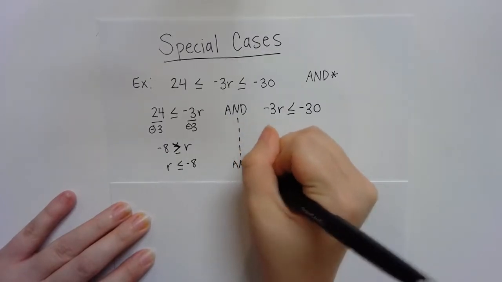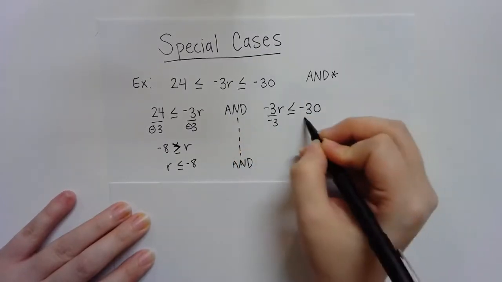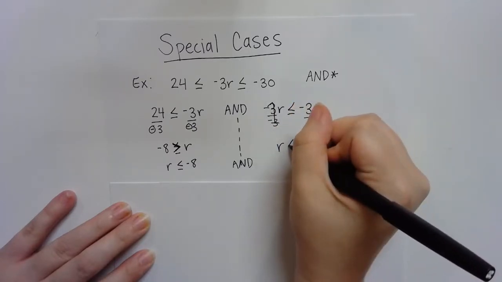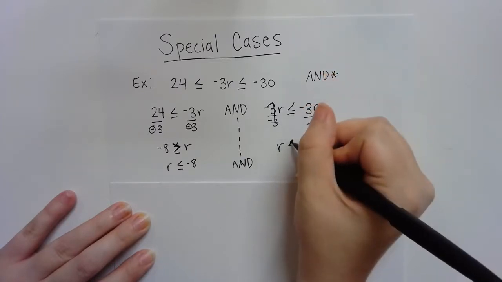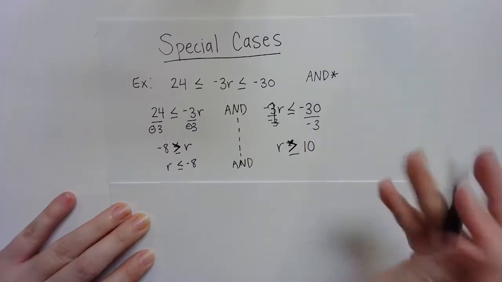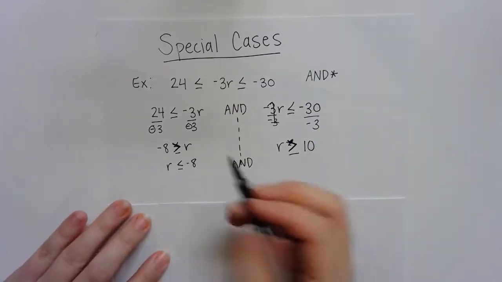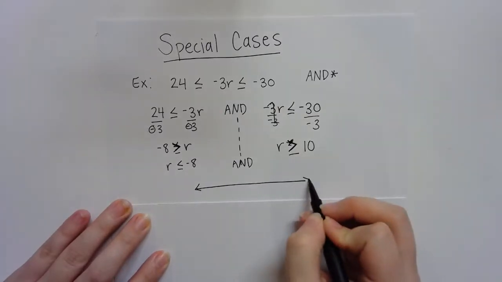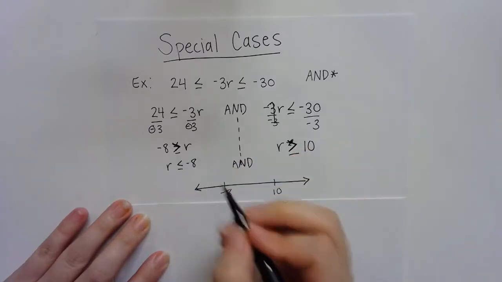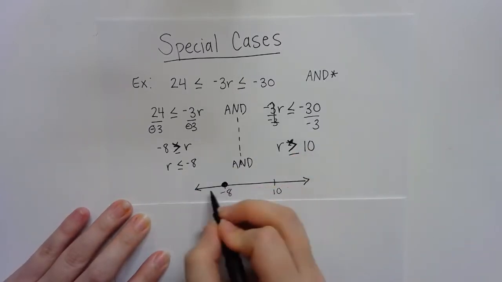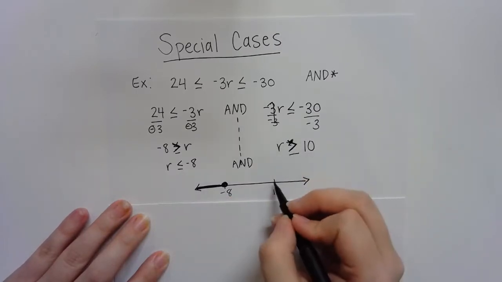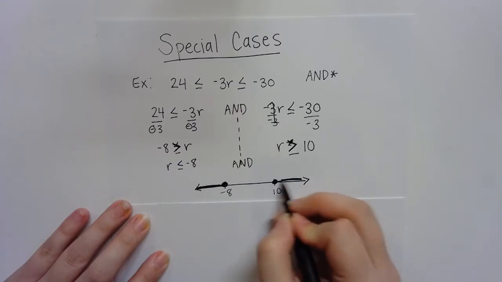And over here, I divide by negative 3, divide by negative 3. This is 1. So r is, again, I need to flip my symbol. So r is greater than or equal to 10. If I were to graph this, which is supposed to be an "and": negative 8 is over here, 10 is over here. At negative 8, I have a closed circle, and it's less than, so I shade to the left. And at 10, I have a closed circle, and it's greater than, so I shade to the right.